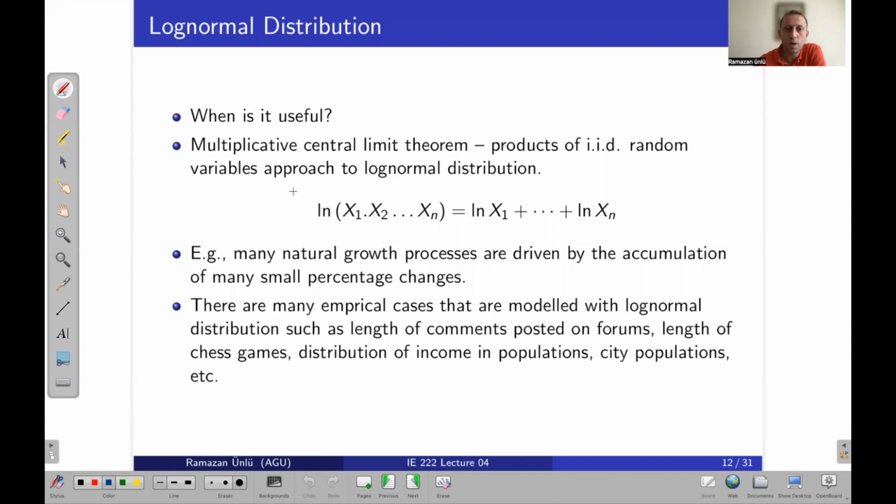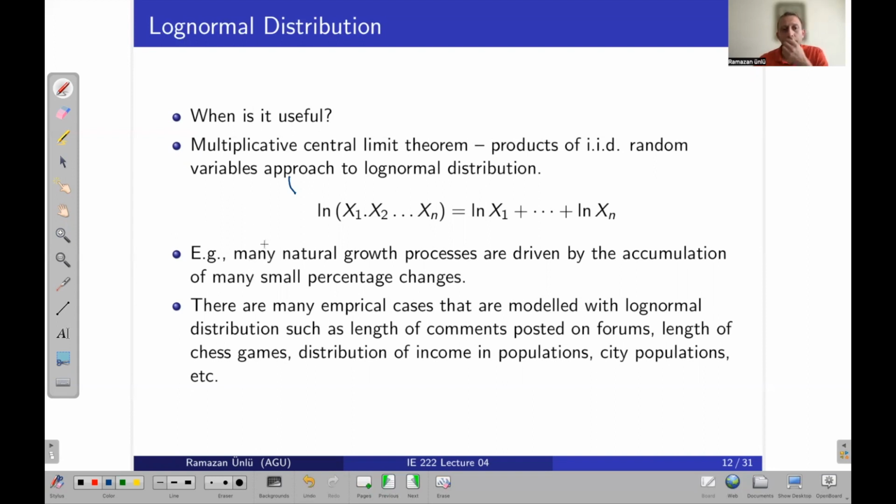Okay, that means the ln of x1 times x2 times until xn, which is equal to ln of x1 plus ln of x2 plus ln of x3 until ln of xn. So we can use it for this problem.